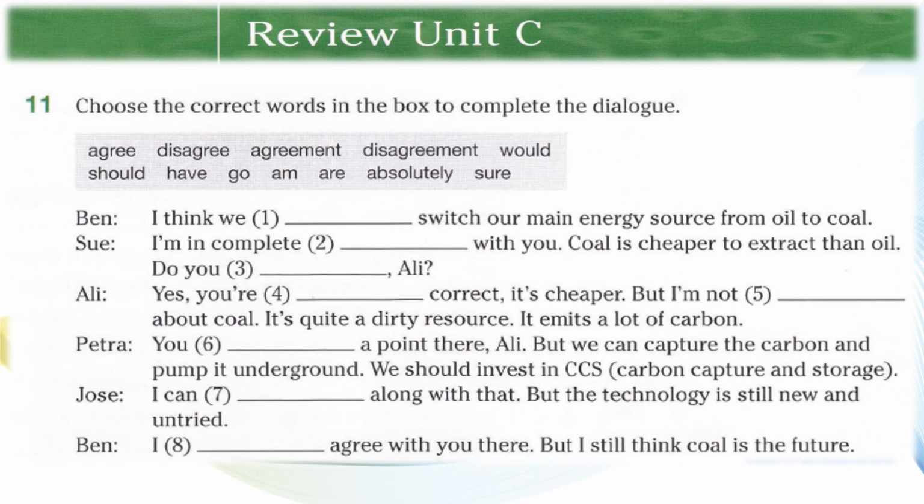Dear students, now let's move to exercise 11 in your course books, page 50, and choose the correct words in the box to complete the dialogue. The words we need are agree, disagree, agreement and disagreement, would, should, have, go, am, are, absolutely, and sure. Do as usual, pause the video, think of the sentences, try to do it yourselves, and come back to check your answers. Now, let's check your answers.